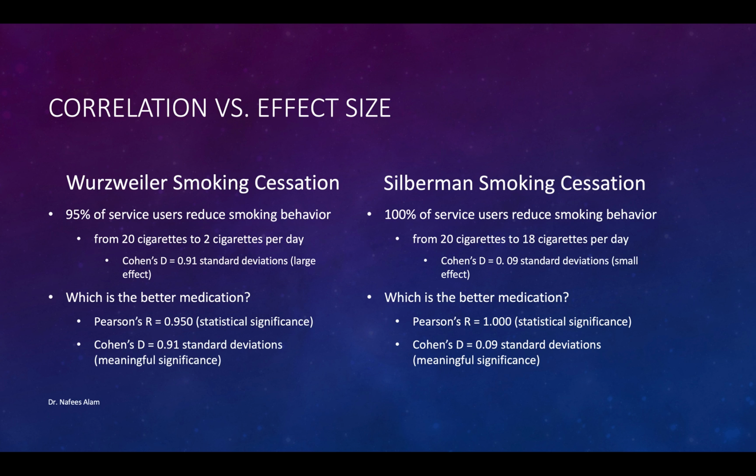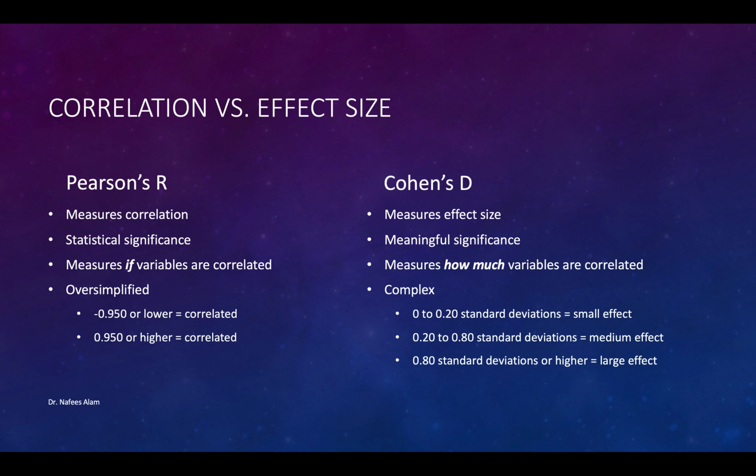So with Wurzweiler, you might have a Cohen's d of 0.91 standard deviations versus the Silberman Cohen's d of 0.09 standard deviations. So you have a large effect with Wurzweiler and a small effect with Silberman. So I hope this helps you understand the differences between Pearson's R and Cohen's D, helps you understand the differences between statistical significance and meaningful significance. Once again, just wanted to go through this slide again.